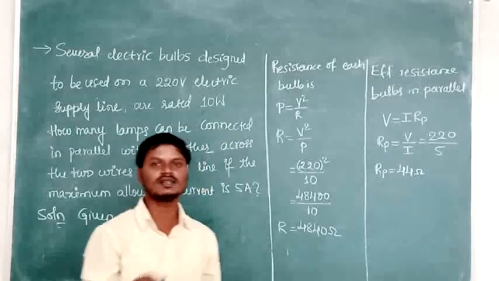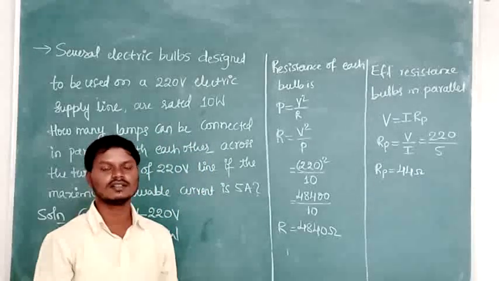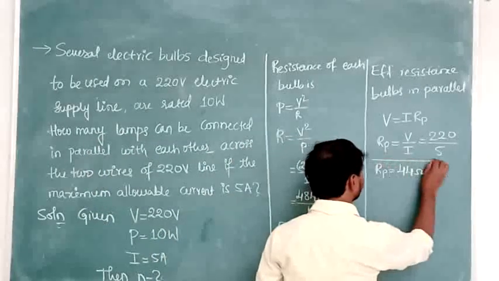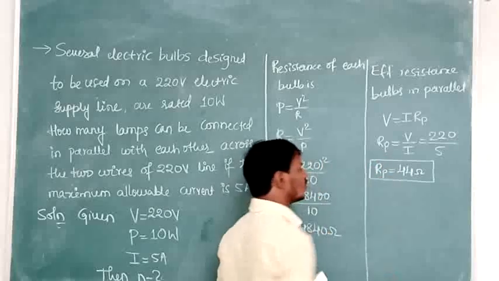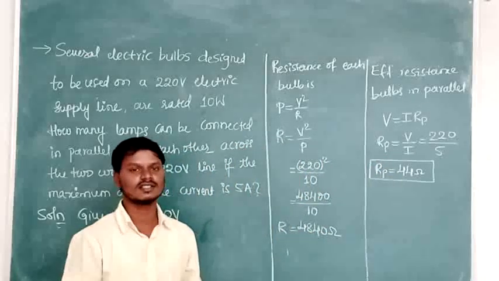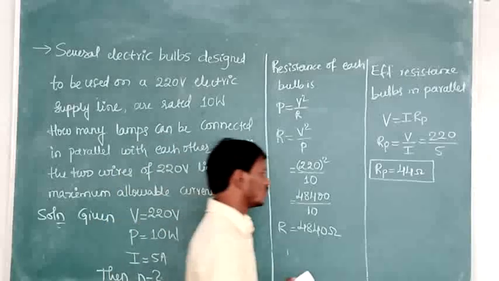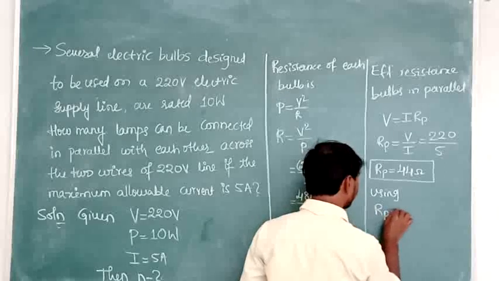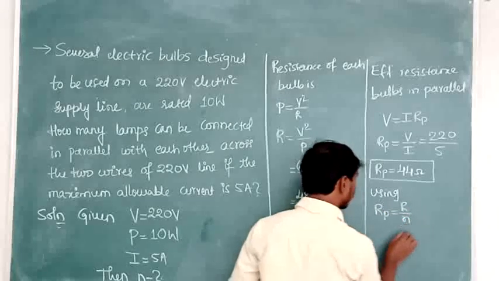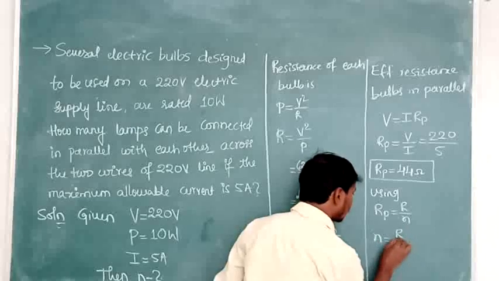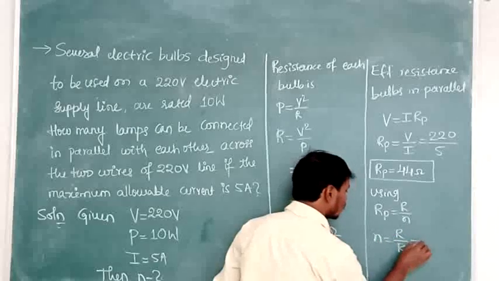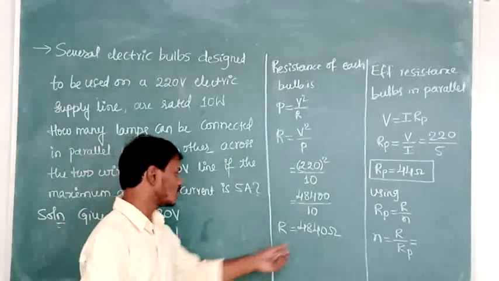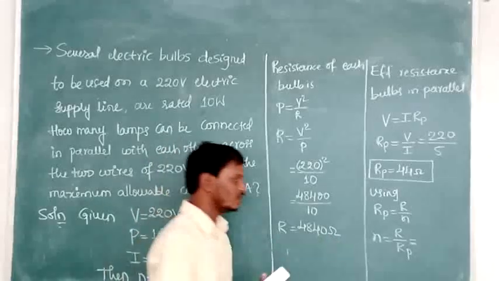Then our aim is to find the number of resistors connected in parallel, means the number of electric bulbs connected in parallel. What is the formula to find the number of resistors connected in parallel? If the resistors have the same resistance, that is Rp is equal to R by N. Using Rp is equal to R by N, then N is equal to R by Rp. So what is R? R is nothing but the resistance of each bulb. What is the resistance of each bulb? 4840.